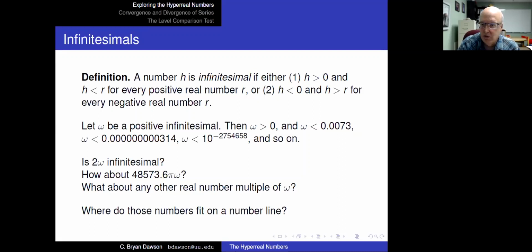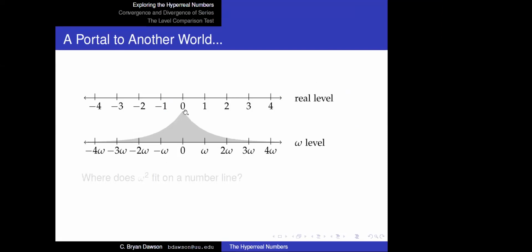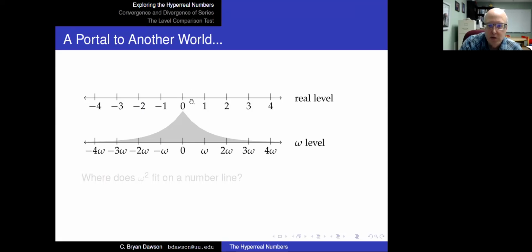So could they fit to the right of 0? Or to the left of 0? Or how far? The problem is that if you try to squeeze them any real number distance to the right of 0, then it's over here with the real numbers. It's bigger than some of the real numbers, or less than some of the negative real numbers. So it's like a portal into another world.